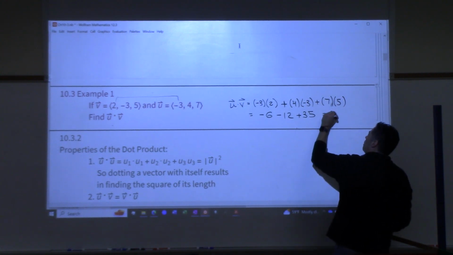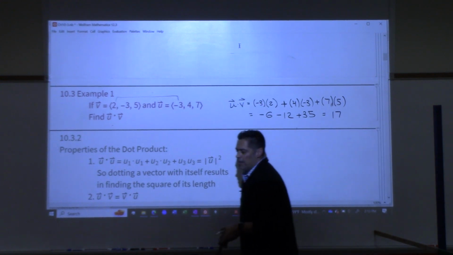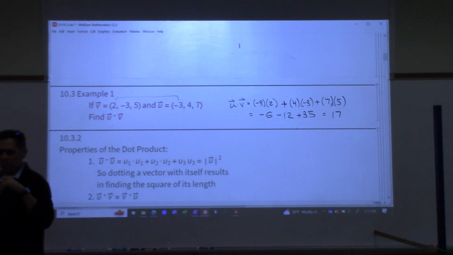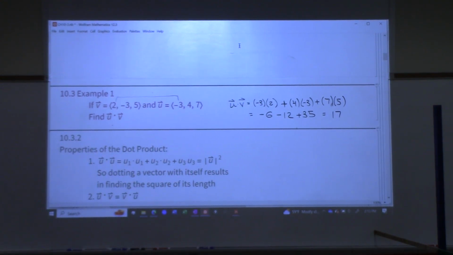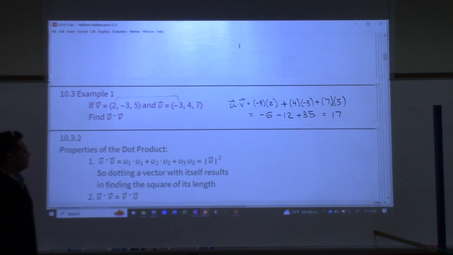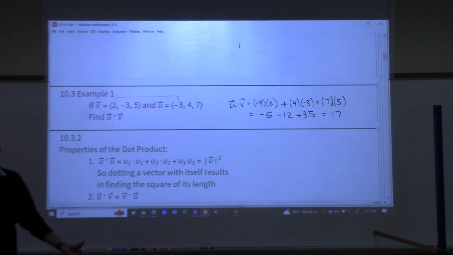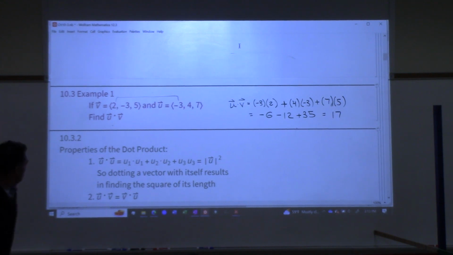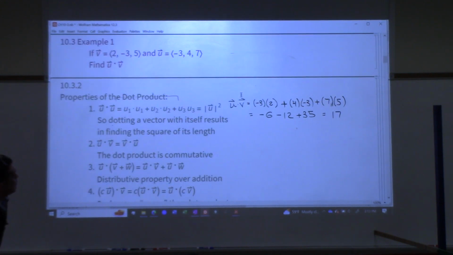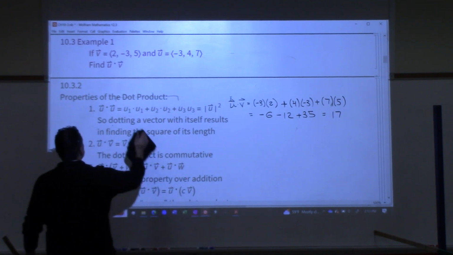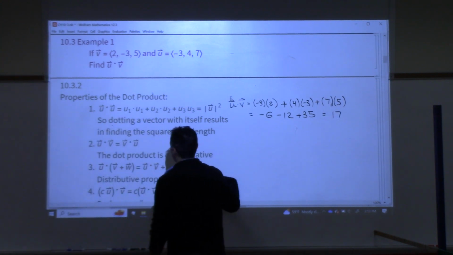Which is 17. Is it? 17? Yeah. My brain, when it comes to arithmetic, just shuts down. I don't feel like doing it. Everyone agree with 17? Okay, good. So it's a number, right? What does that number mean? I have no idea. So before we figure out what it is, our answer is 17. Before we actually discuss what it is, let me give you the properties of the dot product.